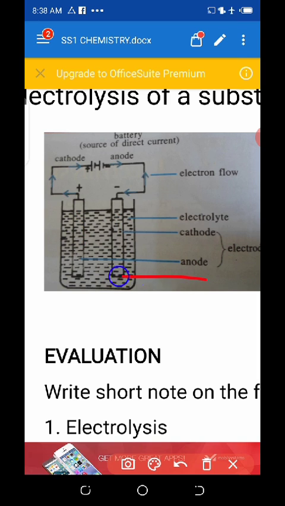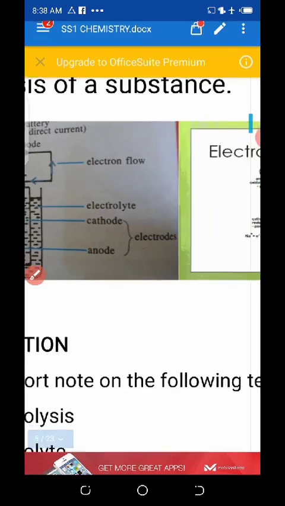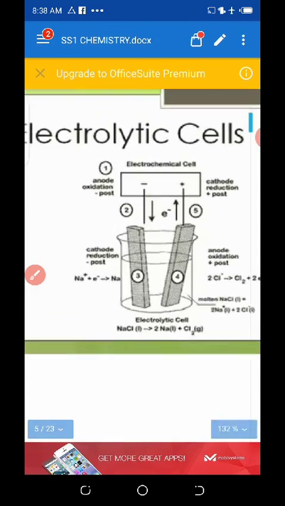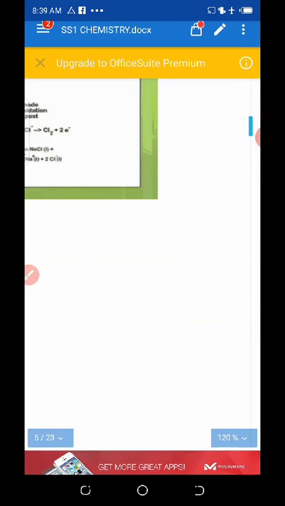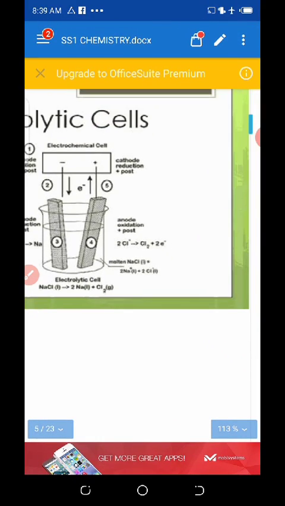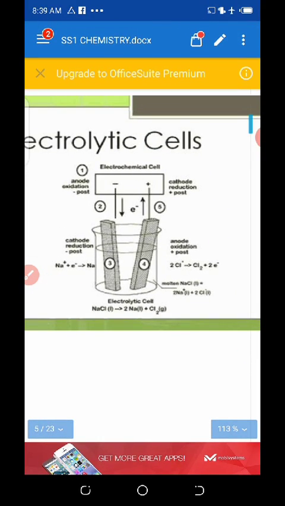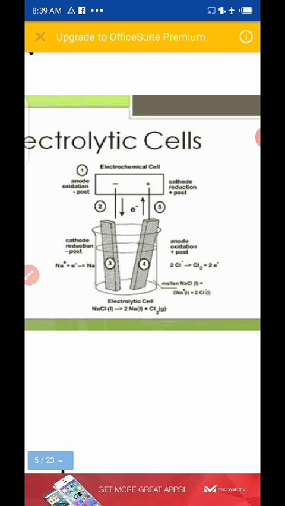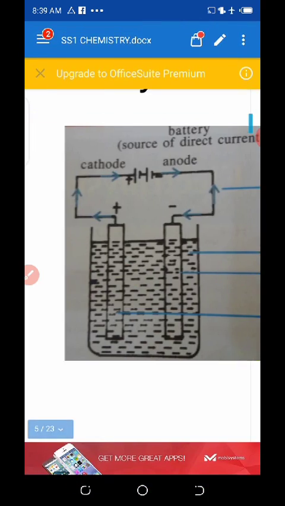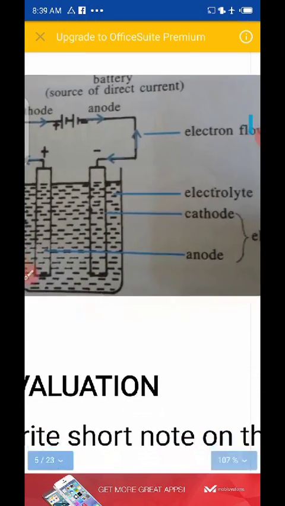Let's look at the second one. I want to give a typical example of an electrolytic cell. I think you can see that. You can check the labeling. But the second one is far clearer.